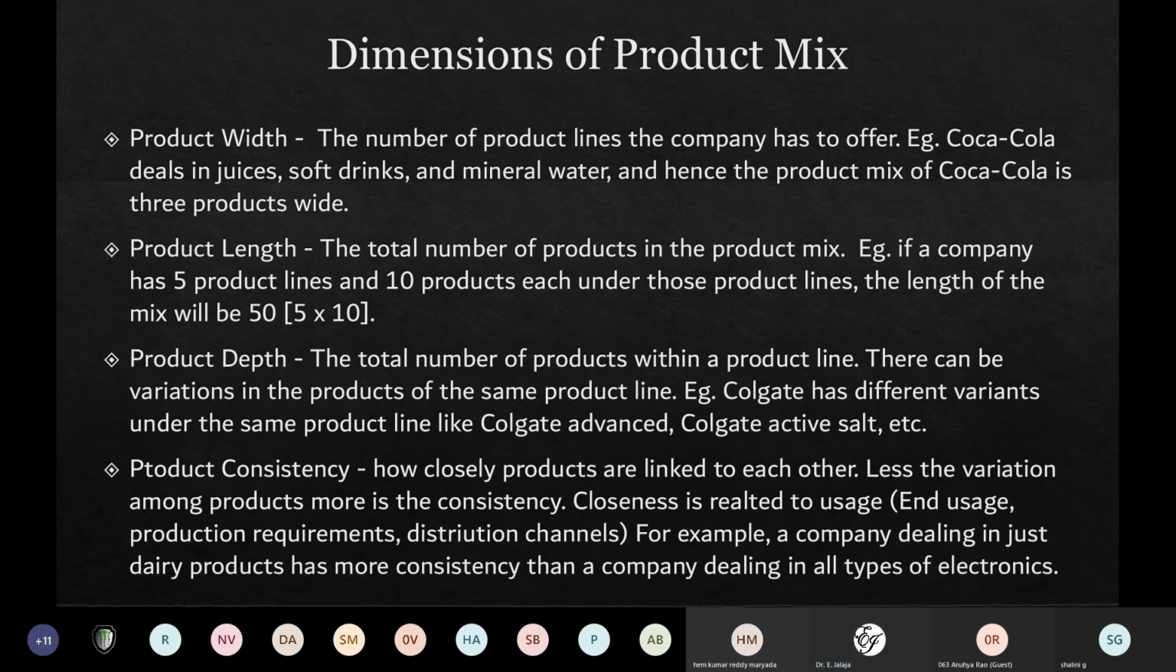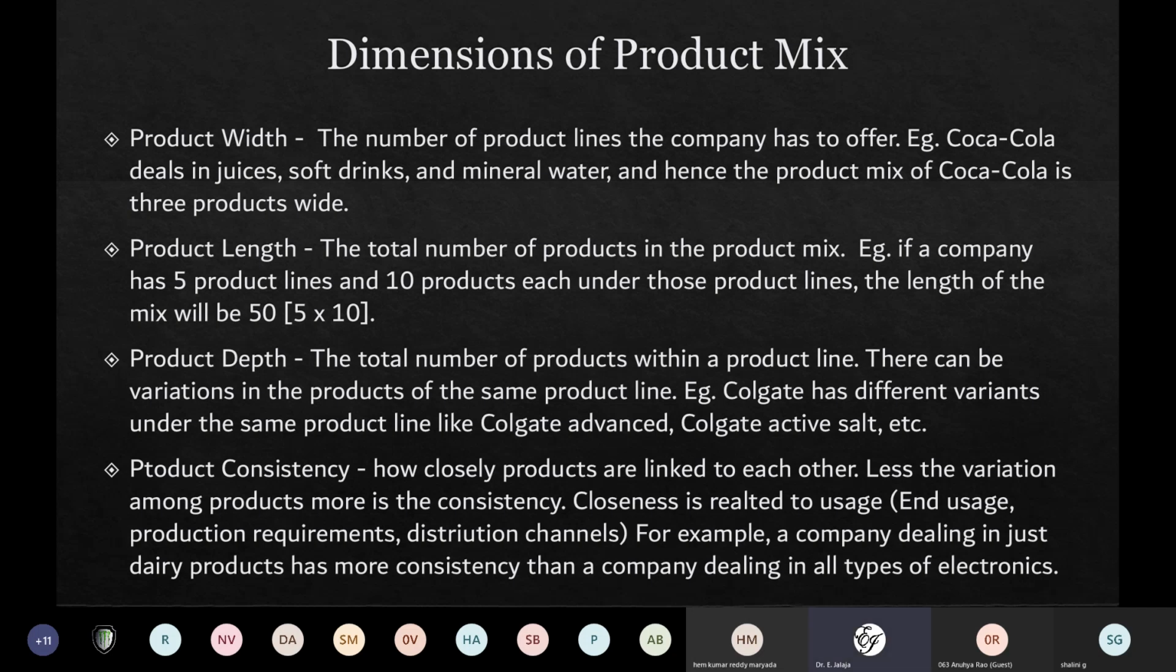Product width is the number of product lines the company has on offer. How many product lines are there? That is the product width. Here I've taken the example of Coca-Cola because it deals with n number of product lines: juices, soft drinks, mineral water, and so on. How is product length calculated based on the diagram? It is the total number of products in the product mix, all the products. If a company has 5 product lines with 10 products in each line, then the length will be 5 times 10, which is 50.